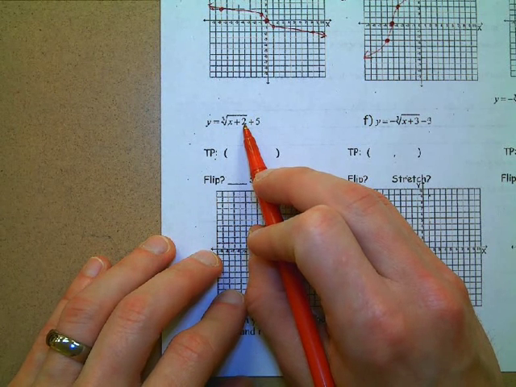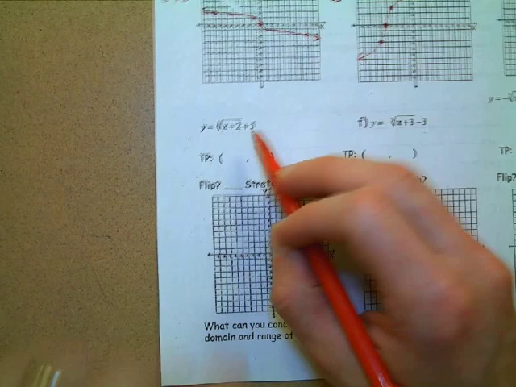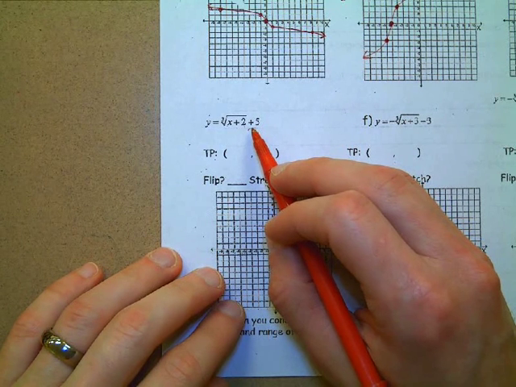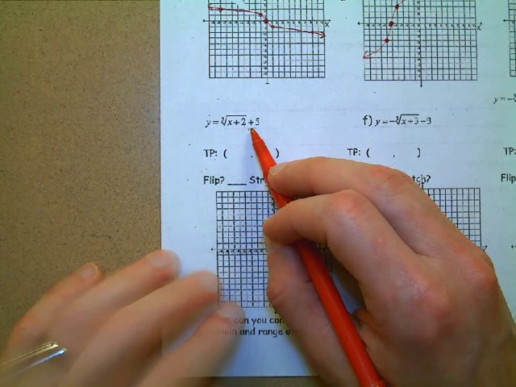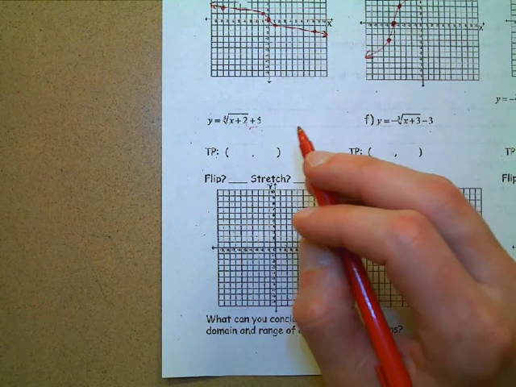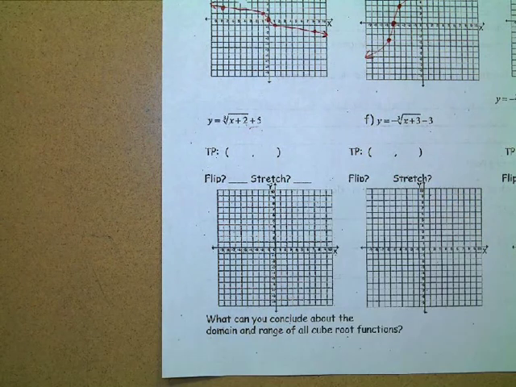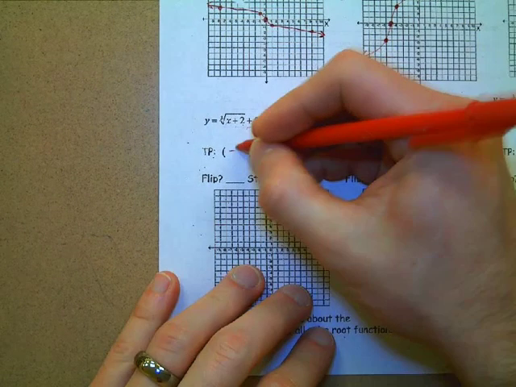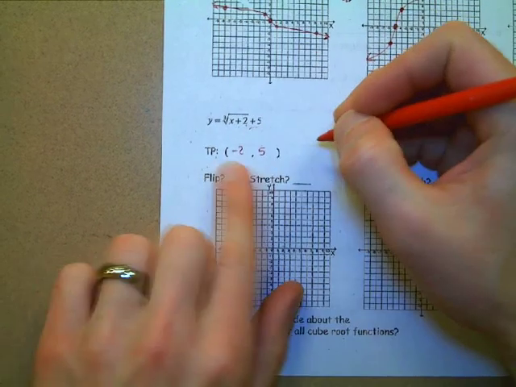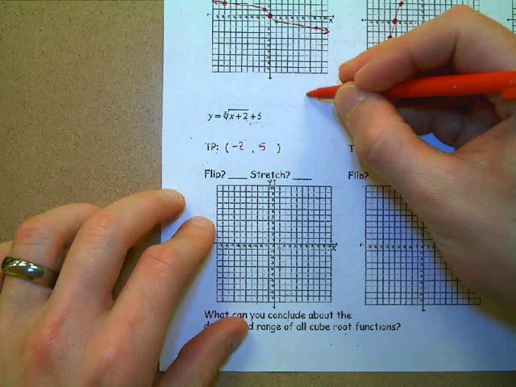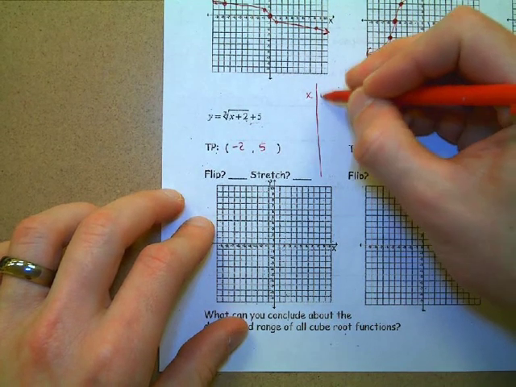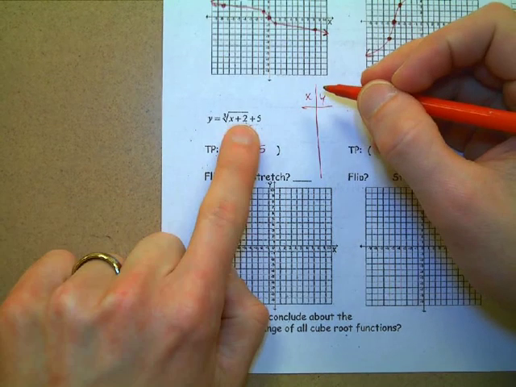Plus 2 means we're going to shift to the left 2. And then the plus 5 means we're going to shift up 5. Left 2, up 5. Very good. Just like that absolute value stuff you were talking about today with Luke. It's just like that. So negative 2, 5 will be our new turning point.